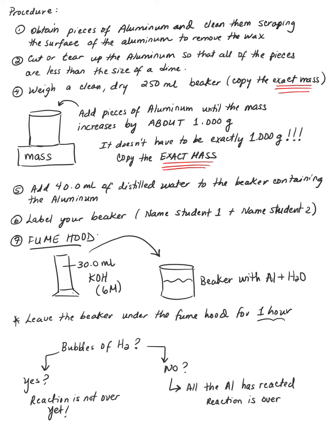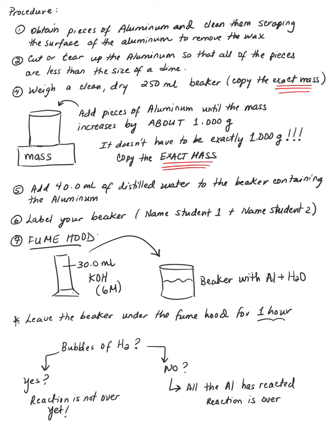You're going to have a dry beaker. You're going to put your dry beaker on the mass balance, copy the mass of your empty beaker, and write it down in your lab manual. Now you're going to start adding pieces of your aluminum inside your beaker, and you will see that the mass of your beaker will be increasing as you keep adding your aluminum.